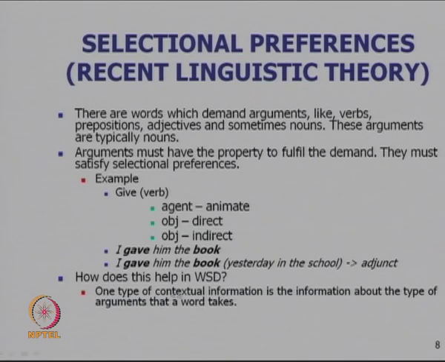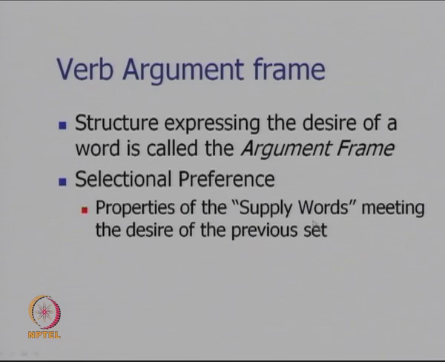So, how does this help in word sense disambiguation? One type of contextual information is the information about the type of argument that a word takes. Okay. So, the type of the argument helps in disambiguating the sense of the word. The verb argument frame is very fundamental to this technique of word sense disambiguation. The structure expressing the desire of a word is called the argument frame, and selectional preference refers to the properties of the supplying words meeting the desire of the previous set.